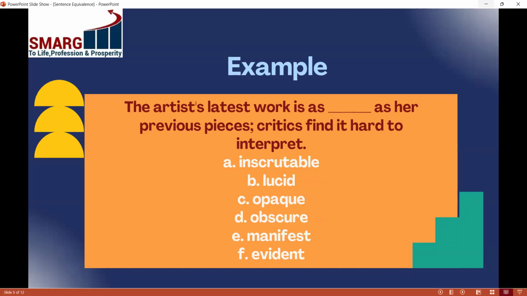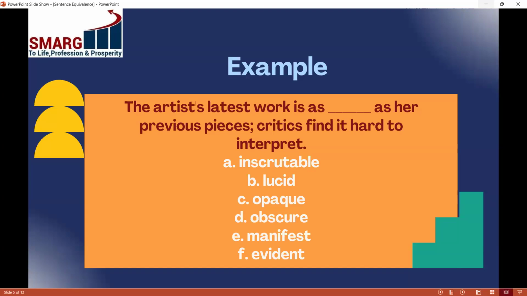Okay. So the artist's latest work is as whatever XYZ as her previous pieces. Critics find it hard to interpret. This one should be easy. One would be inscrutable. Okay. And so essentially something that is hard to interpret. The cue is already given in the sentence.